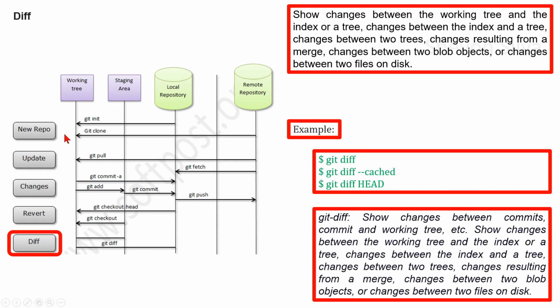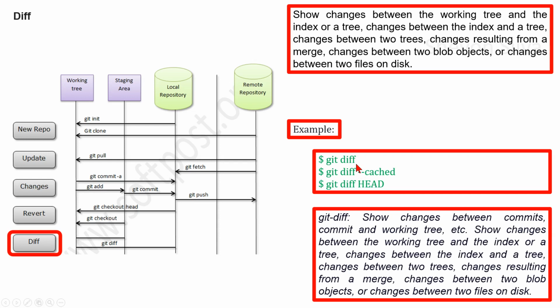Here you can consider the following examples. Here, changes in the working tree not yet staged for the next commit. Here, changes between the index and your last commit, what you would be committing if you run git commit without the -a option. Here, changes in the working tree since the last commit, what you would be committing if you run git commit -a.